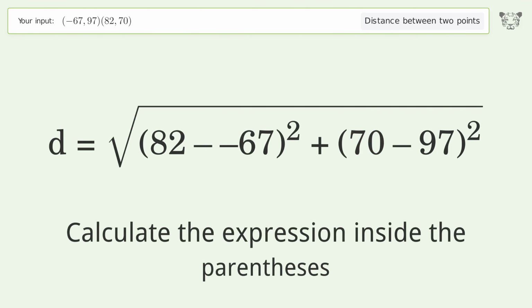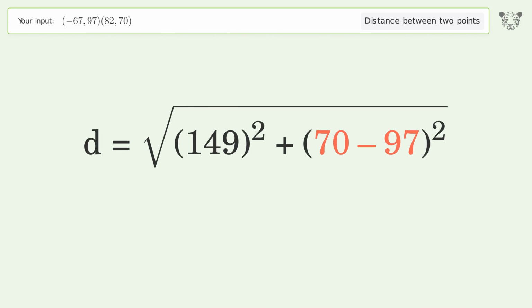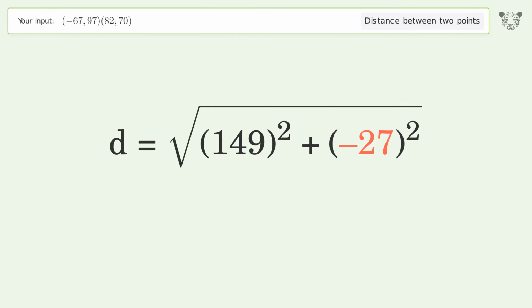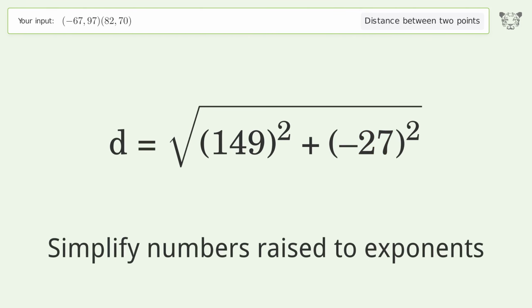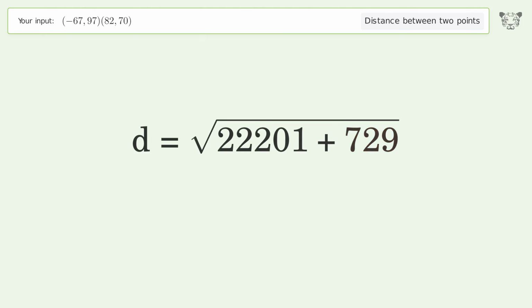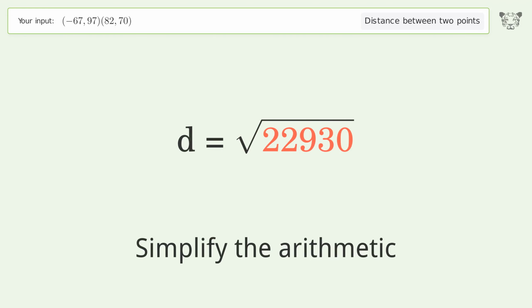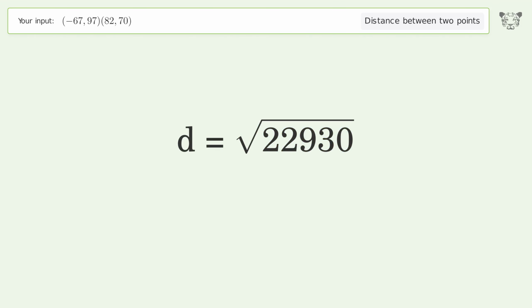Calculate the expression inside the parentheses. Simplify numbers raised to exponents. Simplify the arithmetic. And so the distance between the 2 points is the square root of 22,930, or 151.427.